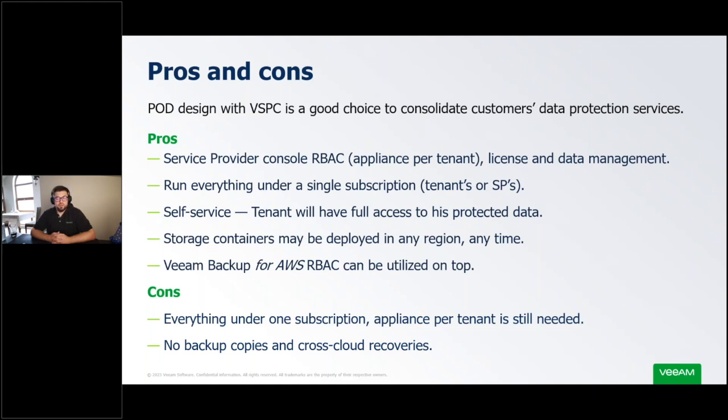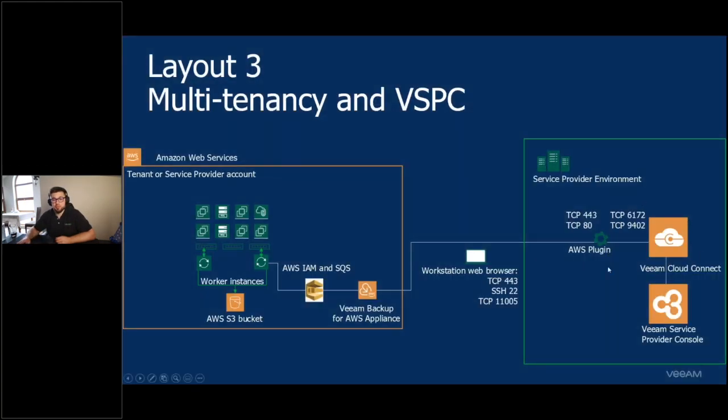But I would use Veeam Service Provider Console, of course. So the main consideration with this third layout, Veeam Cloud Connect, is that it doesn't have backup copies, it doesn't have recoveries. In Veeam Service Provider Console, when you click on file recovery or instance recovery, you will utilize the Veeam Backup for AWS Appliance UI. So if it's not available in Veeam Service Provider Console, you can do nothing. You cannot make backup copies with Veeam Cloud Connect, and you cannot make recoveries.